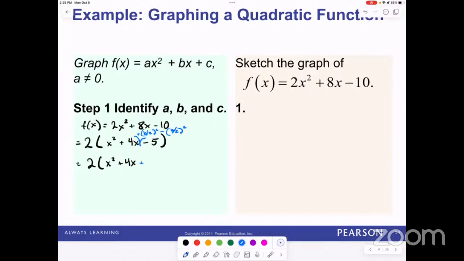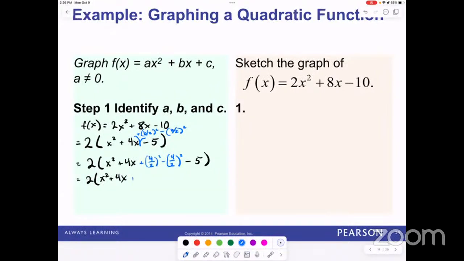Okay. And then the minus 5 comes down. So then what I want to do, let's go ahead and rewrite this. So this is 2 times x squared plus 4x. 4 divided by 2 is 2, but 2 squared is 4. So really what we're doing is saying plus 4 minus 4 and then minus 5.